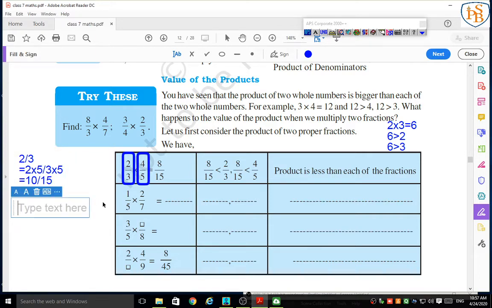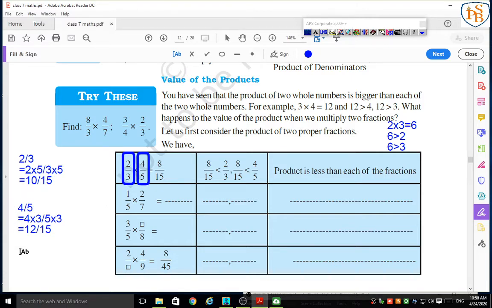Now the next fraction is 4 upon 5. To equalize the denominator, I multiply this fraction by 3. So I multiply the 4 by 3 upon again 5 into 3. So I get the answer here: 4 3s are 12 upon 5 3s are 15. So when we equalize the denominator, or find the equivalent fractions, we get the answers 10 upon 15 and 12 upon 15.